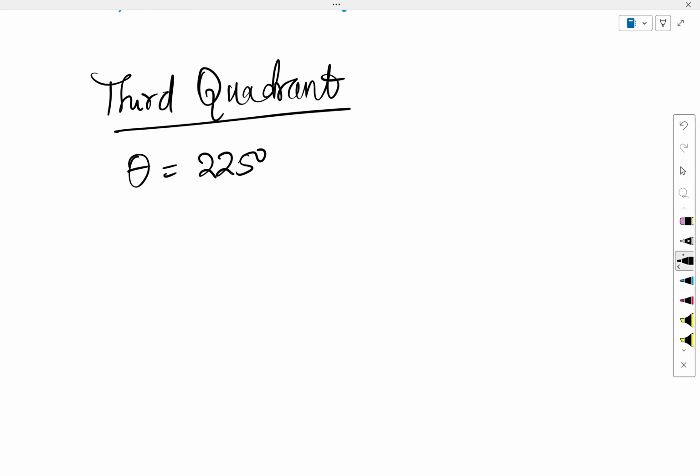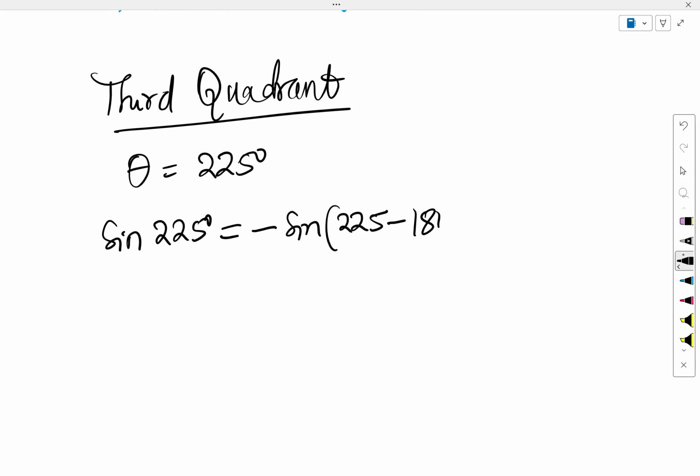You know that for the sine of 225 degrees in the third quadrant, only tan is positive. So sine is going to be negative. So the sine is definitely going to be negative now of sine 225. That's theta now minus 180 degrees. 225 minus 180 degrees, and you know that is minus sine 45 degrees. That is minus 1 over root 2 again.